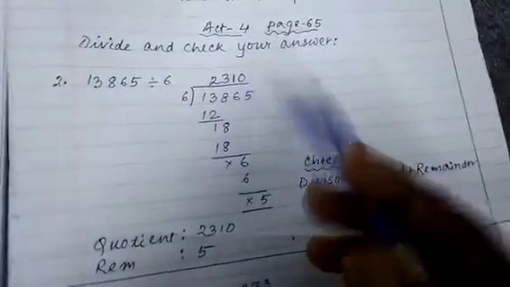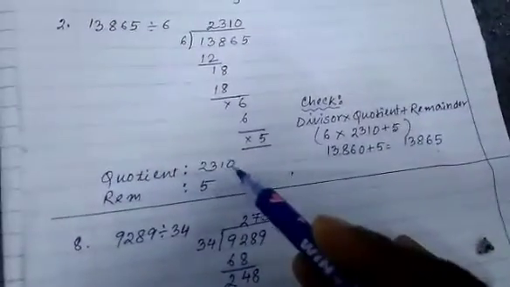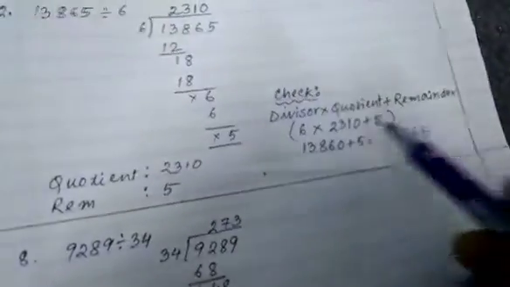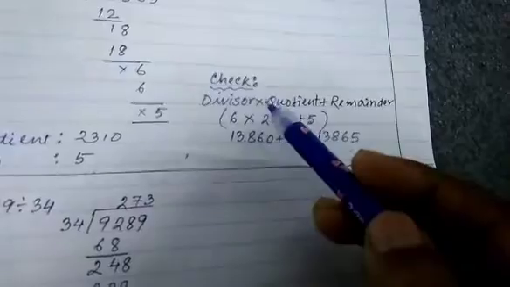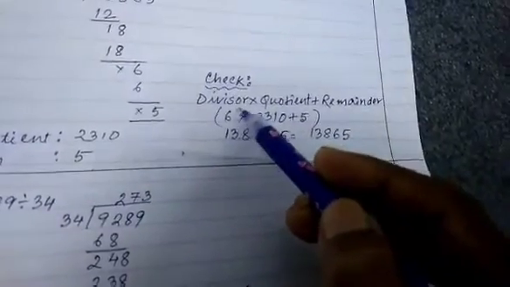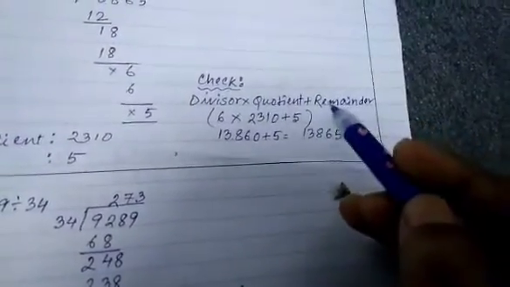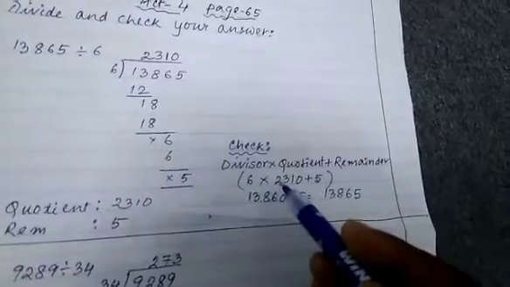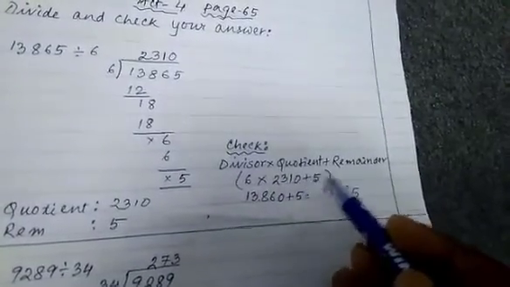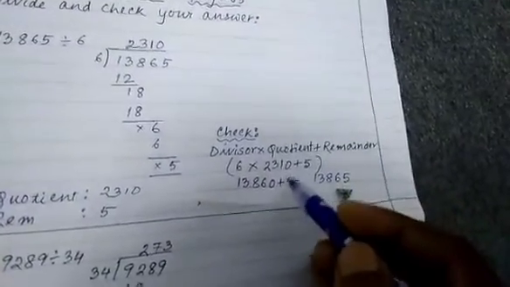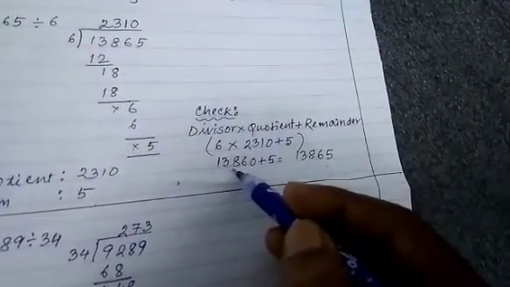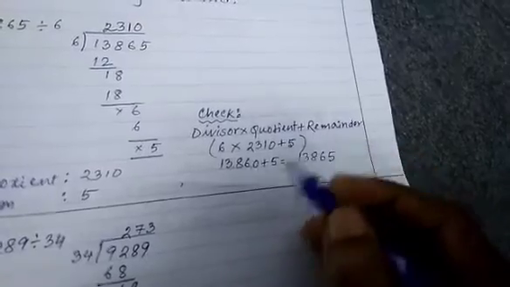Then I will write 0. So the quotient becomes 2310 and the remainder 5. Now I have to check this answer. For checking the answer, we know that divisor into quotient plus remainder is equal to dividend. Now my divisor was 6 and my quotient was 2310 plus my remainder is 5. So if we multiply 2310 by 6, we will get 13860 plus remainder 5.